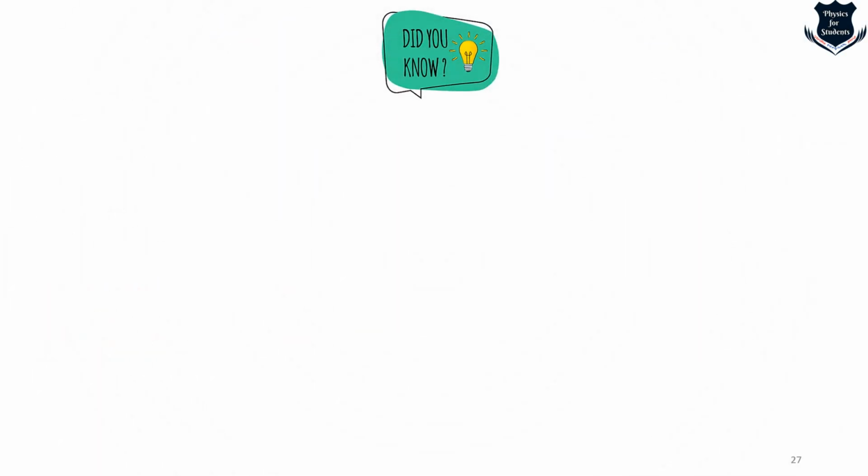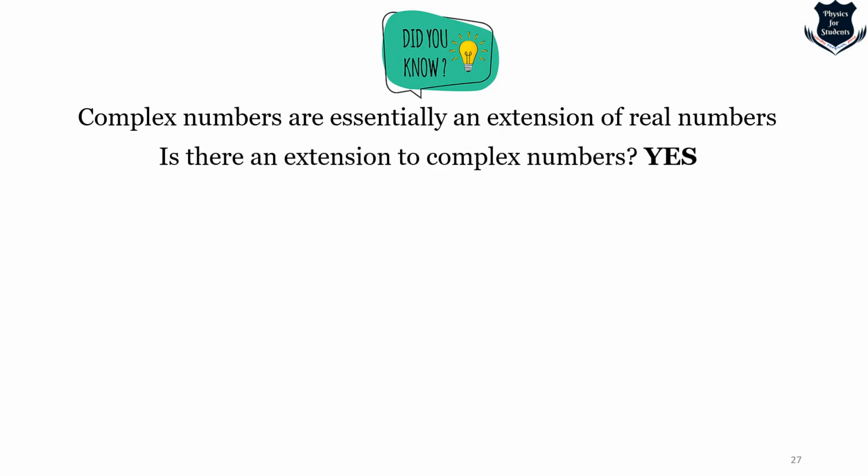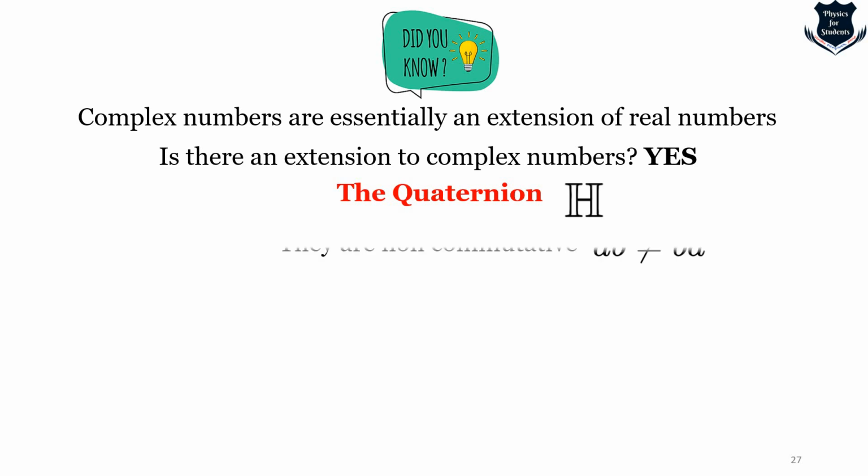Okay, so there is another important and interesting fact coming up: complex numbers are essentially an extension of real numbers, right? But a question comes up: is there any extension to complex numbers? Because real numbers were extended, can we extend complex numbers? Yes, and these are called Quaternions, denoted by the capital H. Quaternions are a number system extending complex numbers with the important distinction that they are non-commutative. So AB won't be equal to BA.